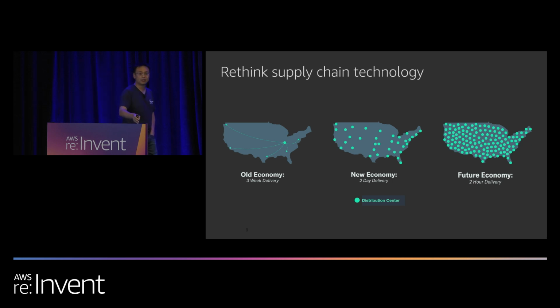But at the same time, all of us enjoy Amazon's fast delivery, right? In the old days, the expectation was 3 weeks, but now all of us expect 2 days or even same day. In the future, we're even looking for 2-hour delivery, right? So we have to rethink how this whole supply chain works, okay? At Flexport, we use new technology and architecture to design this whole system to fulfill the future need, okay?